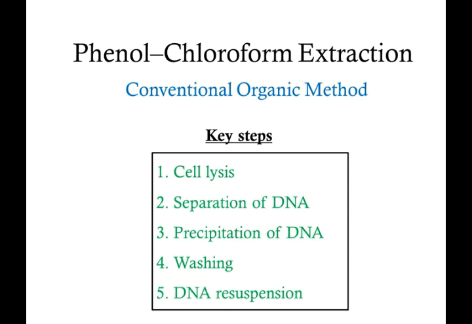Conventional organic methods and commercial kits employ different strategies to perform these basic steps. In this e-workshop, we will give you a brief outline about the conventional phenol chloroform extraction method and demonstrate a spin column based kit to compare the advantages of the two methods. We shall also learn the principle behind the reagents that are used in both conventional and kit-based DNA extraction procedures.